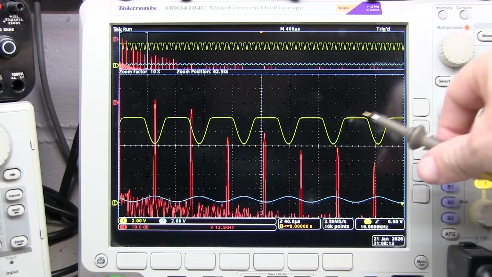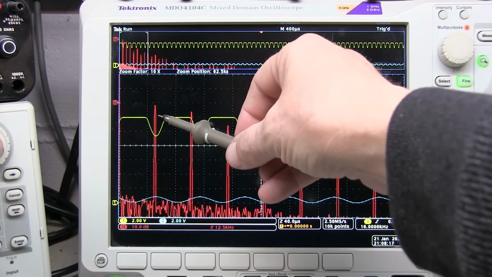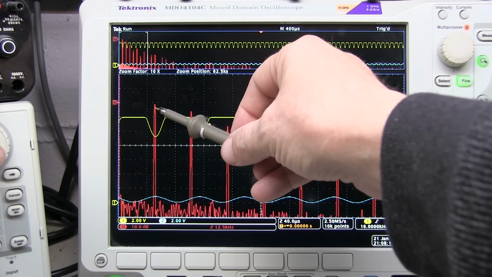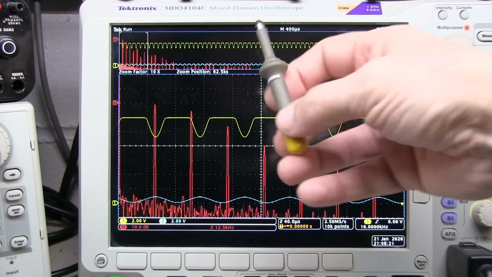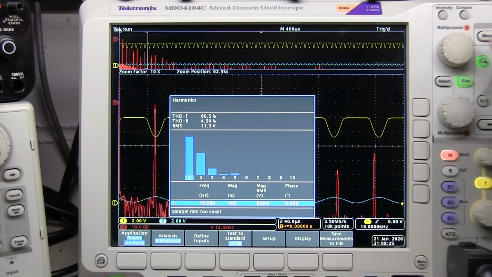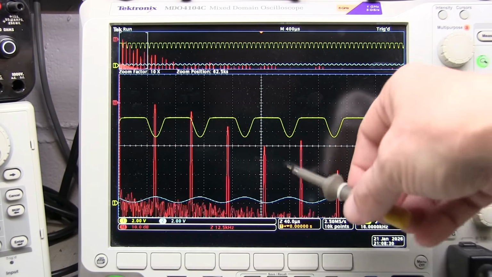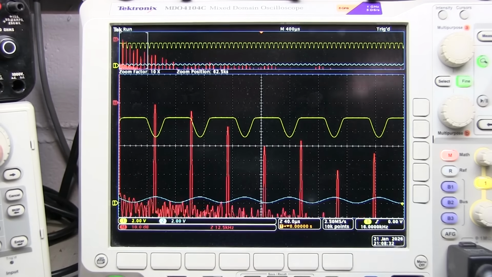And if we keep going down to fully into class C operation, we can see now that the fundamental is even dropping, and the difference between my fundamental and the second harmonic is less than 10 dB, and my harmonic distortion is, wow, 60%. So yeah, class B, class C operation adds a lot of harmonic distortion to our signal.